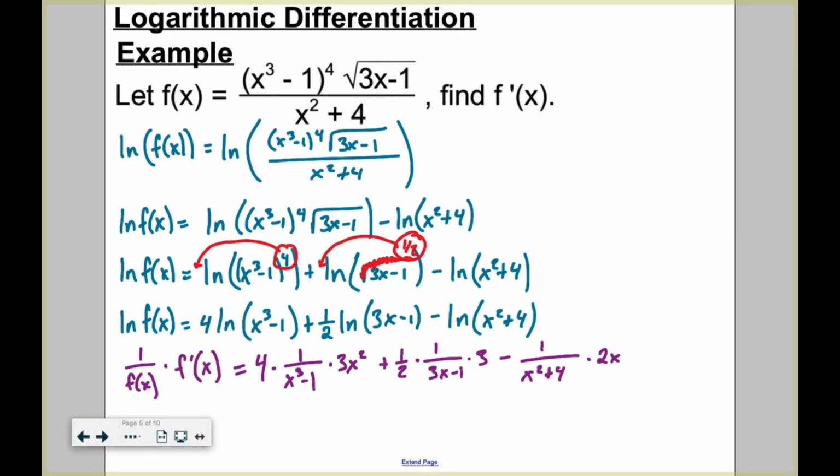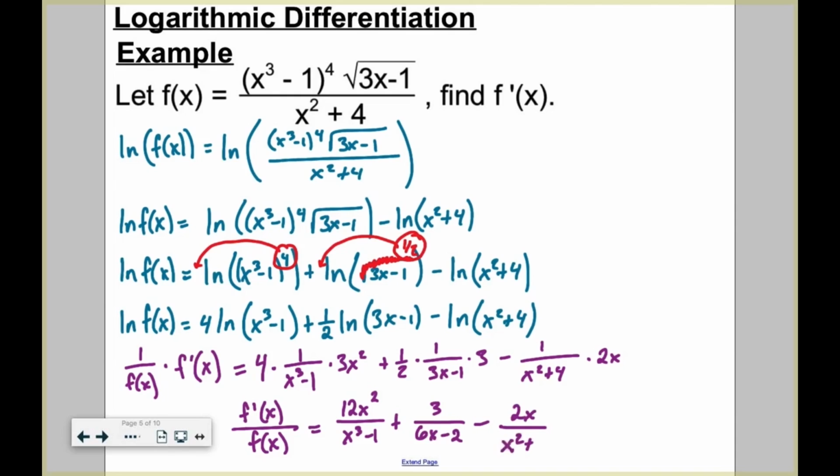Next, I'm just going to simplify as much as I can here. So 1 over f of x times f prime of x is going to be f prime of x all over f of x equals. And then 4 times 1 over x cubed minus 1 times 3x squared is going to be 12x squared all over x cubed minus 1 plus, let's see, 1/2 times 1 over 3x minus 1 times 3 will give us a 3 in the numerator, and then we need to multiply everything in the denominator by 2, giving us 6x minus 2, and then minus 2x all over x squared plus 4.